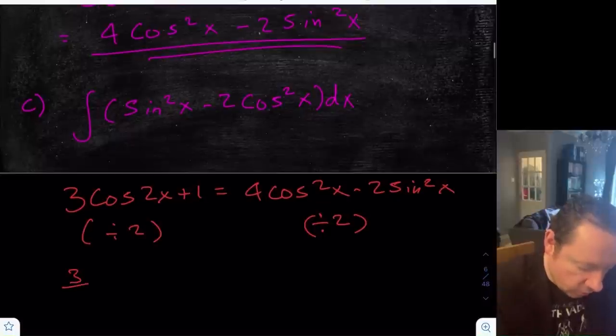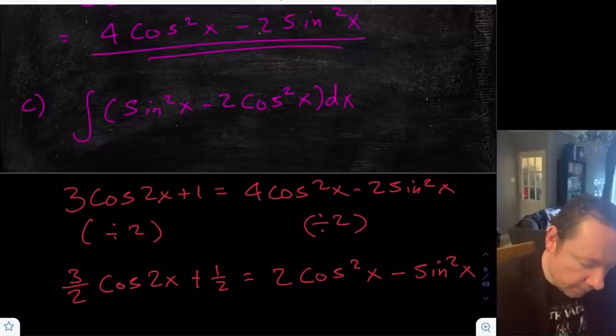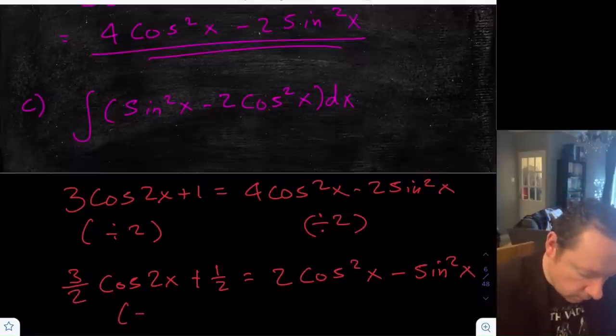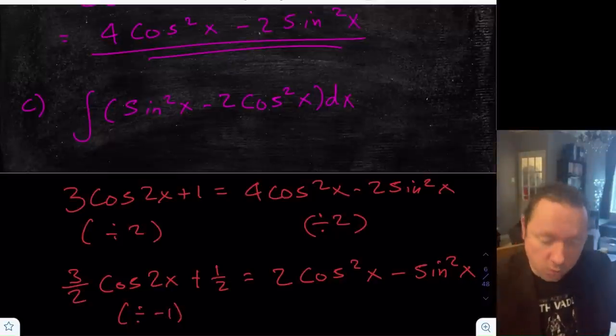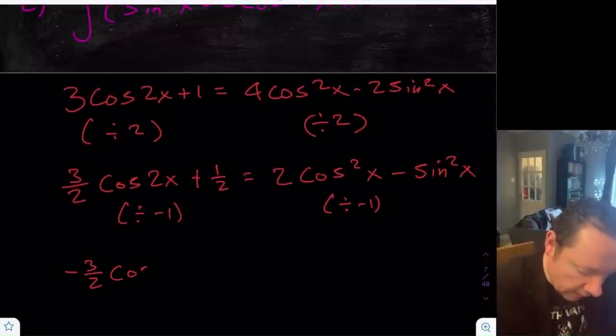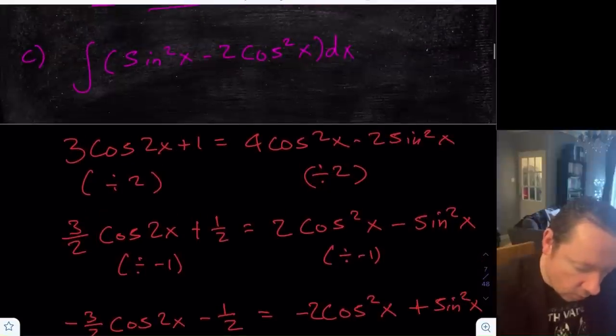We would get 3 over 2 cos 2x plus a half equals 2 cos squared x minus sine squared x. But this has the opposite signs on here. So if I then divide through by minus 1, or move everything to the left hand side, there's another way to think of it, then you get minus 3 over 2 cos 2x minus a half equals minus 2 cos squared x plus sine squared x, which is exactly what I'm trying to integrate.